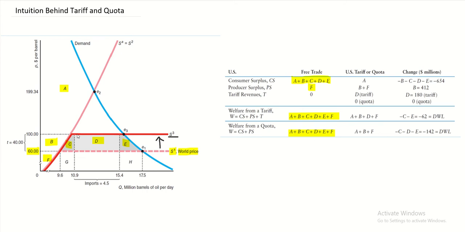In this case, you can see that in the free trade scenario, the domestic producers are originally producing at the level of 9.6 million barrels of oil per day. That is because the original price is at $60, and the domestic supply is this curve. So the intersection is the quantity that the domestic producer will produce. But after this tariff is imposed on those foreign producers, the market price within that country will increase to $100 per barrel.